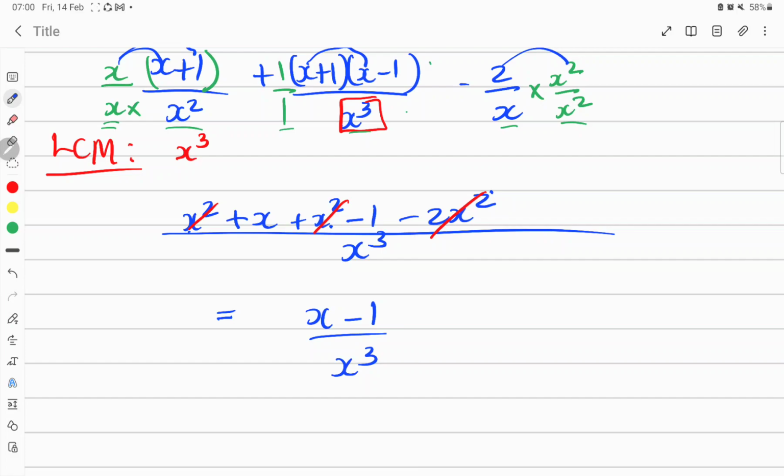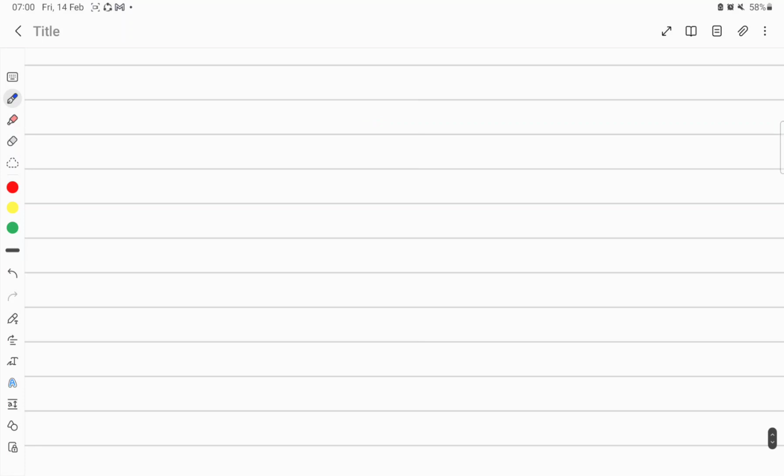And then the last example, then we are done. I'm going to show you this one. Let's suppose we have 1 over x minus 1 plus 2 over x plus 2.